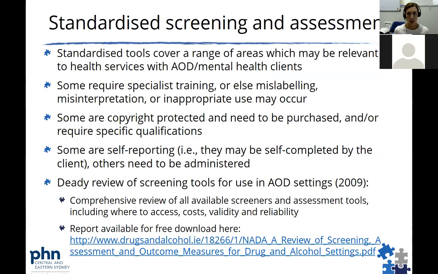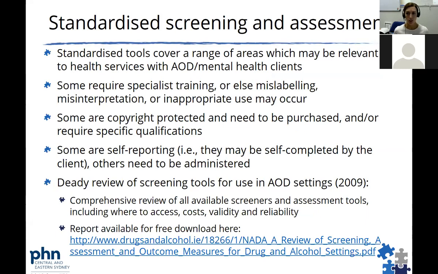Standardised tools cover a range of areas which might be relevant to services with AOD and mental health clients. And some of these require specialist training, or else mislabeling, misinterpretation, or inappropriate use can occur. So some tools are copyright protected and need to be purchased and/or require the user to have specific qualifications. Some are self-reporting, meaning they can be completed by the client, and others need to be clinician administered.